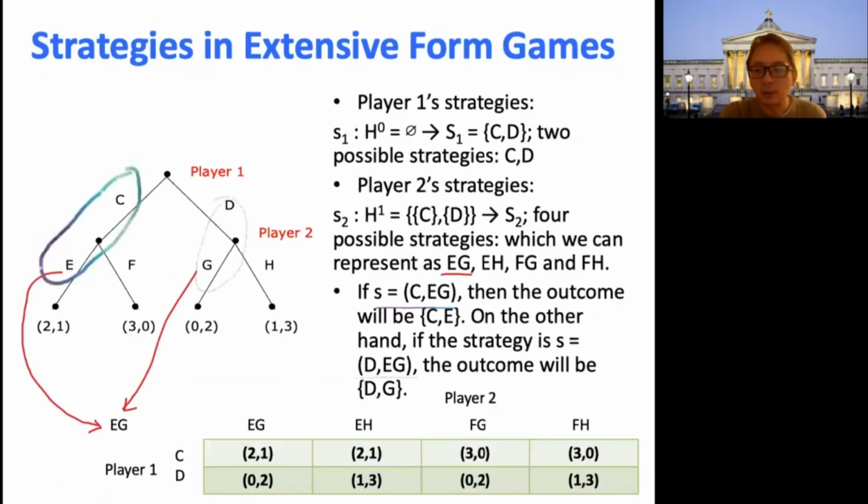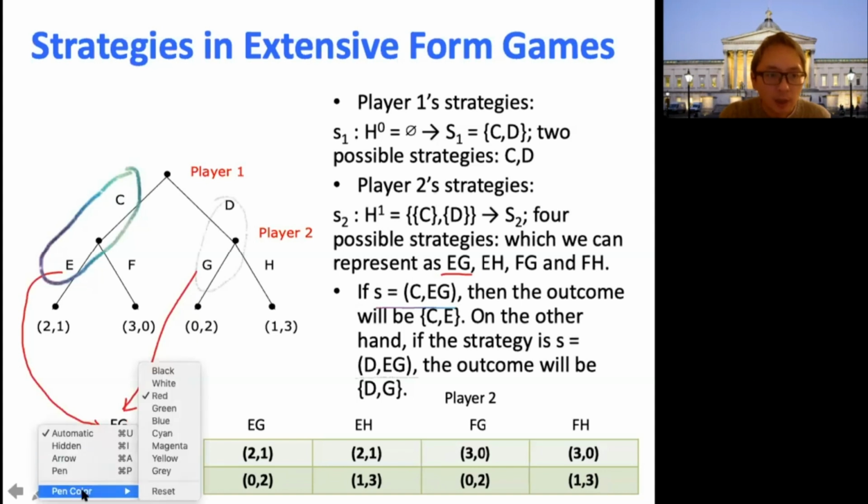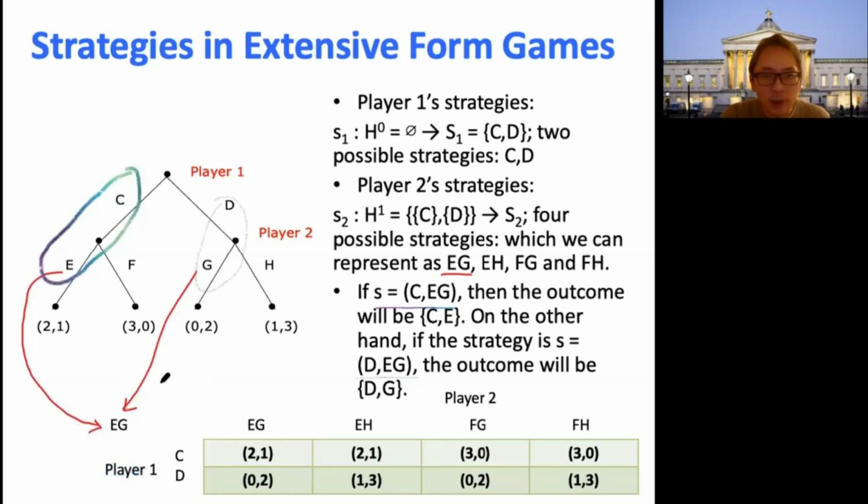What this means is that I'm going to write it down here. This is E or F, and G or H. This is your strategy space: E or F, and G or H.